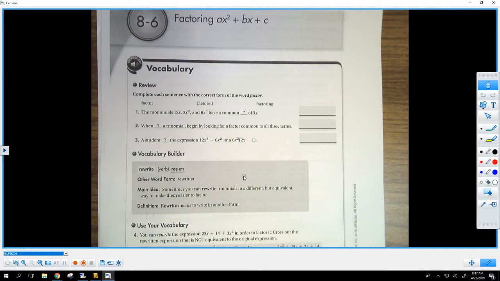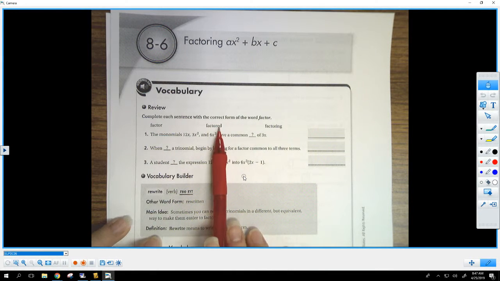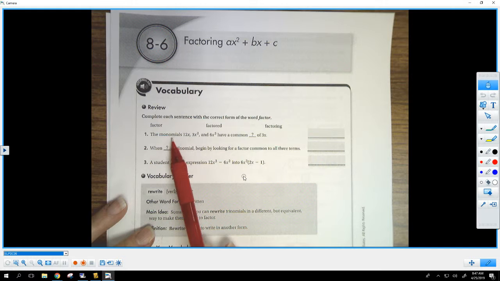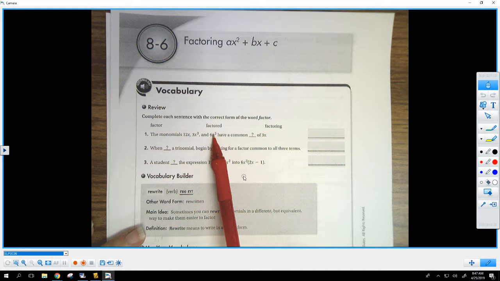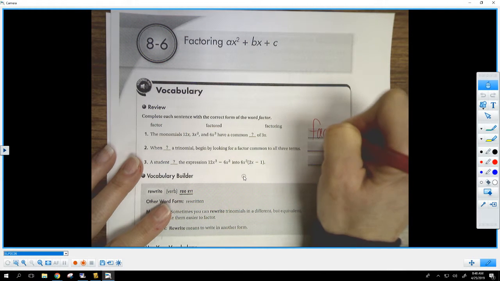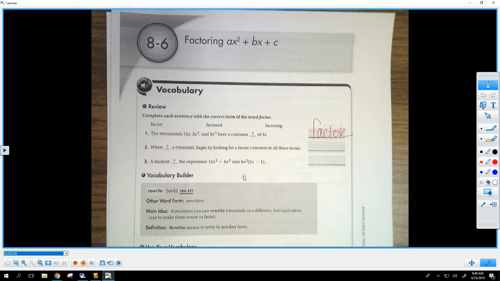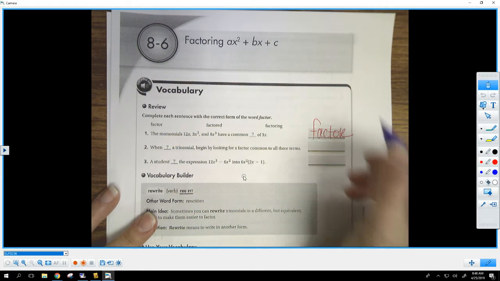All right, so 8-6, last day on factoring ax squared plus bx plus c. So vocab, quick review. We're dealing with factor, factored, and factoring. The monomials, remember mono is 1, 12x, 3x squared, and 6x cubed have a common what of 3x? Factor. Correct. So when factoring a trinomial, begin by looking for a common factor to all three terms.